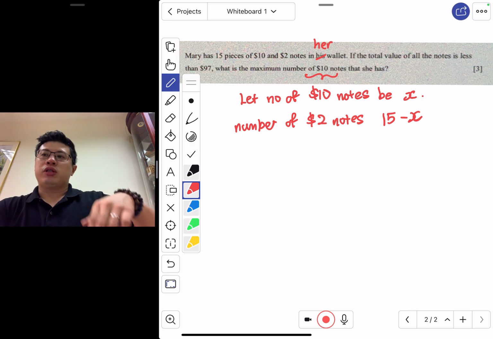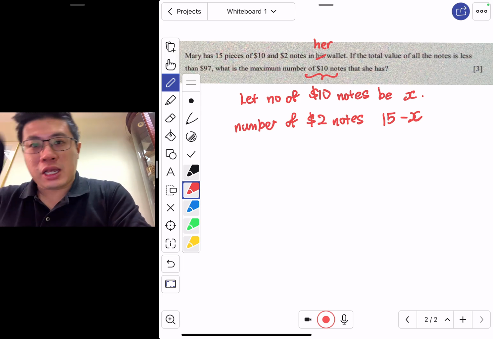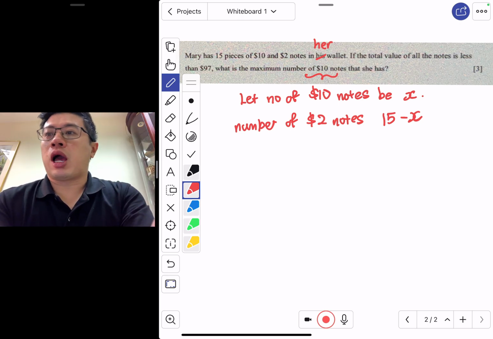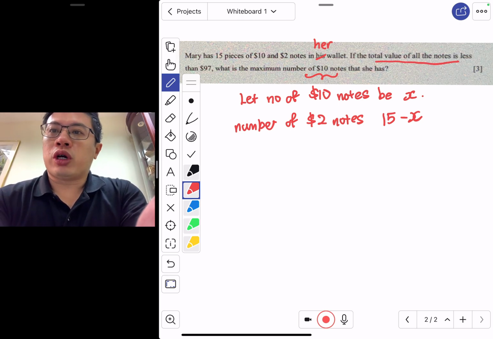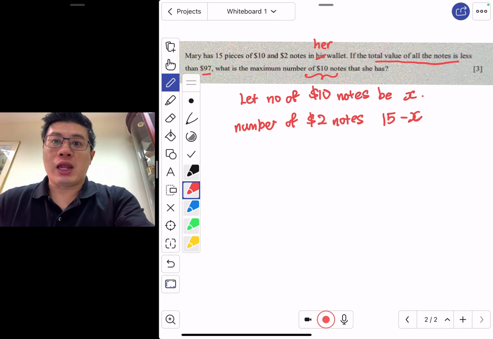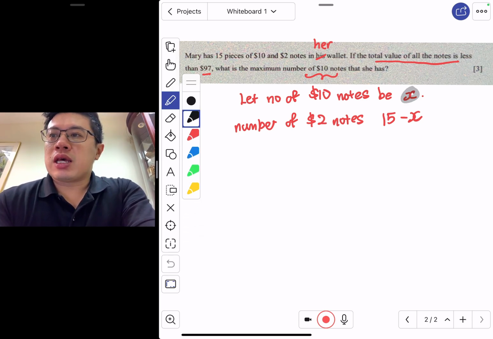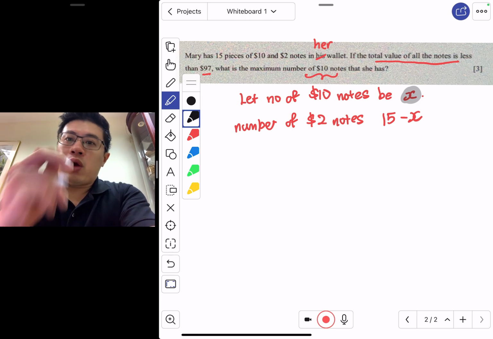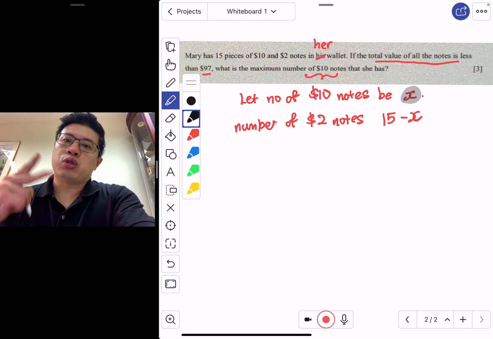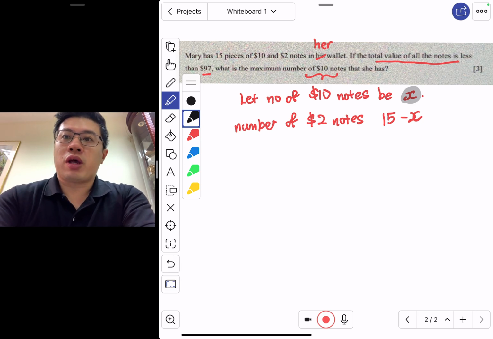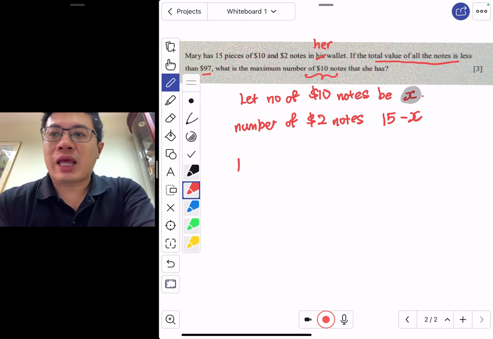If the total value of all the notes is less than $97, what's the maximum number of $10 notes she has? Now we are talking about value, so we are trying to form an inequality about value. How do we express the value in this case? If I have one $10 note, the value is 10. If I have two $10 notes, the value is 2 times 10, that's 20. So x number of $10 notes has a total value of 10x.